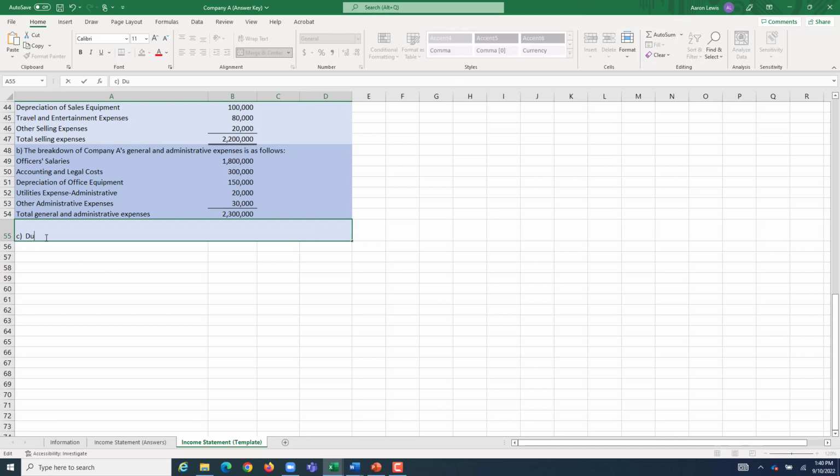I'm going to say that during the period, Company A's showroom was broken into and vandalized. The reported casualty loss is net of the insurance proceeds received from the insurance settlement.